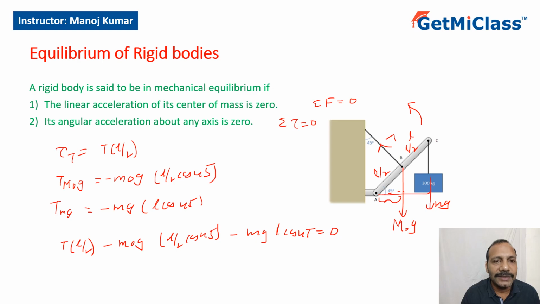Now, if a maximum value of tension is given, then I can find what is the maximum weight that can be hung safely here. So in this way, equilibrium of rigid bodies helps us in solving many real life problems. Let's look at a small example to understand this concept of equilibrium of rigid bodies in a better way.